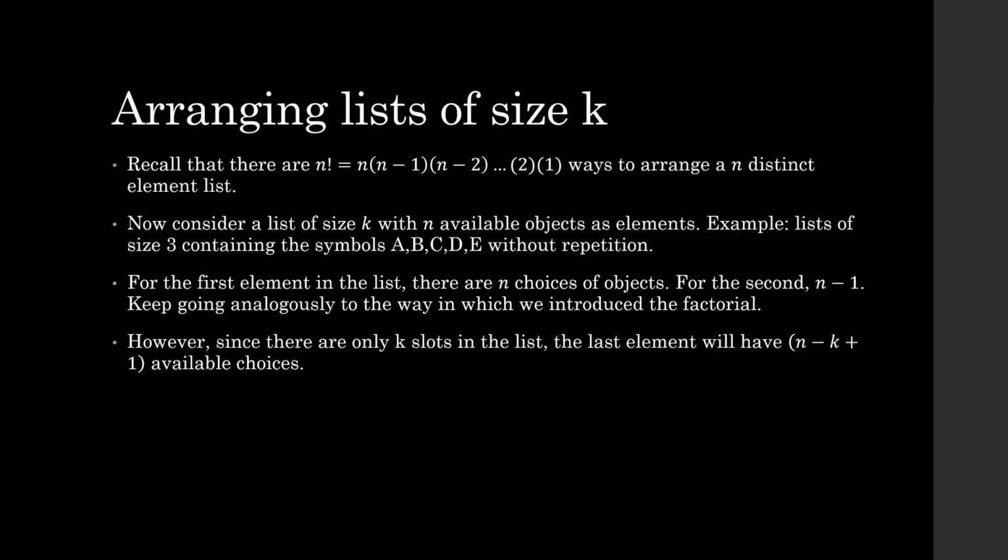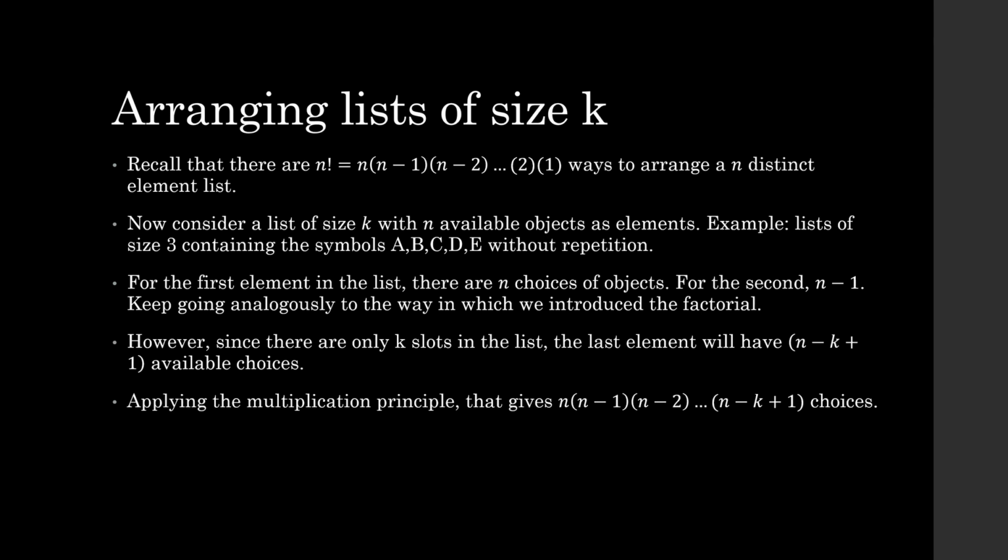However, since there's only k slots in the list, the last element is going to have n minus k plus 1 available choices, instead of 1 available choice like we'd have normally. So in our case, we've got a list of size 3. Say, for example, for the first one I choose A, for the second one I choose B, and for the last one I've got 3 choices. And if I check the n minus k plus 1, I've got 5, minus k is 3, that's going to be 2, and then I add 1, and that's going to be 3, so I've got 3 available choices.